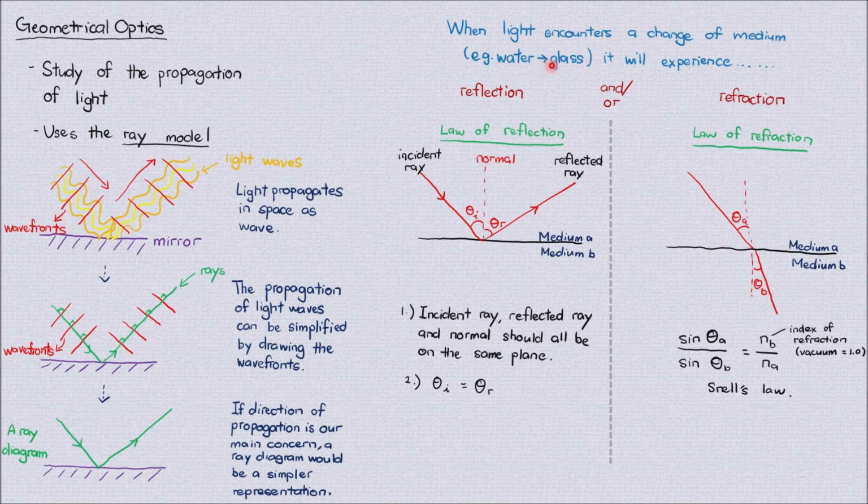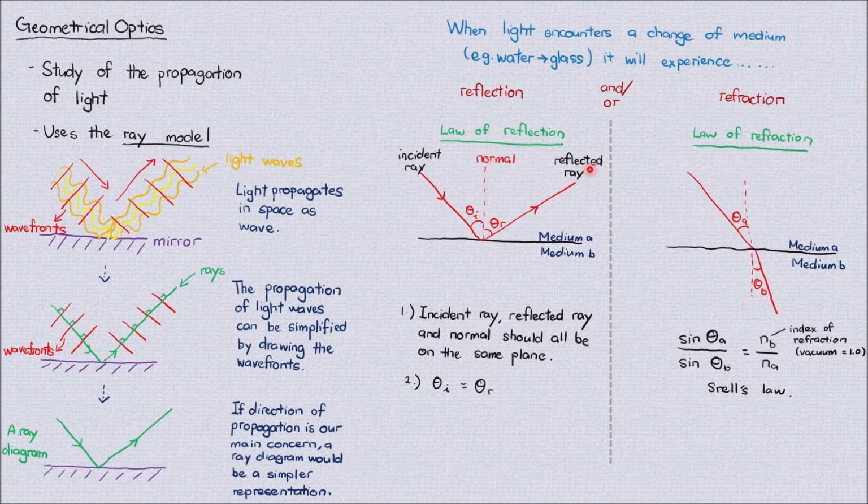When the light experiences a change of medium where it travels, you will experience either of two kinds of phenomena. One we call reflection, the other refraction. For our syllabus, it's these two. For reflection, you follow the laws of reflection, which you learned from SPM. The first characteristic of reflection is that the incident ray, the reflected ray, and the normal line should all be on the same plane. In this case, our plane is this paper itself, or your phone screen, and this plane contains these three lines.